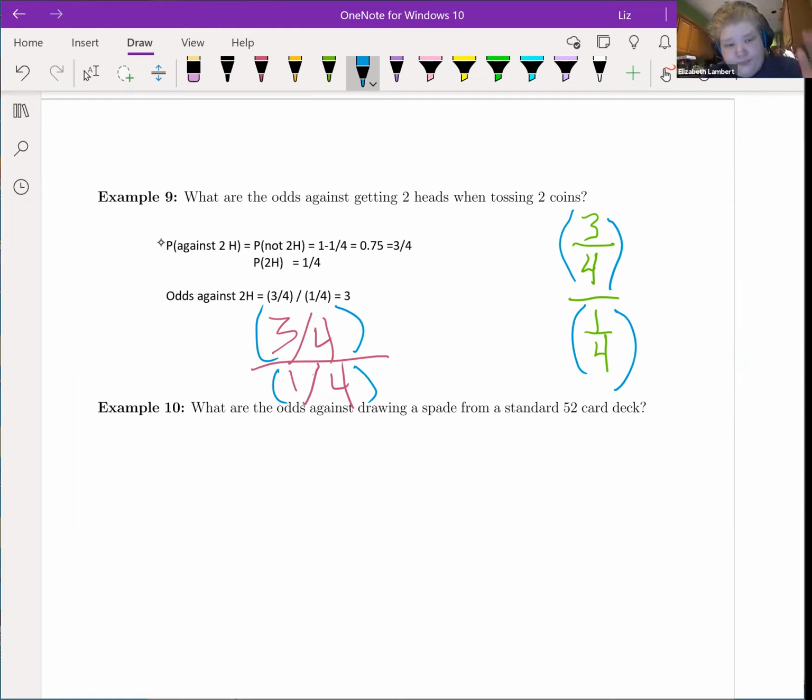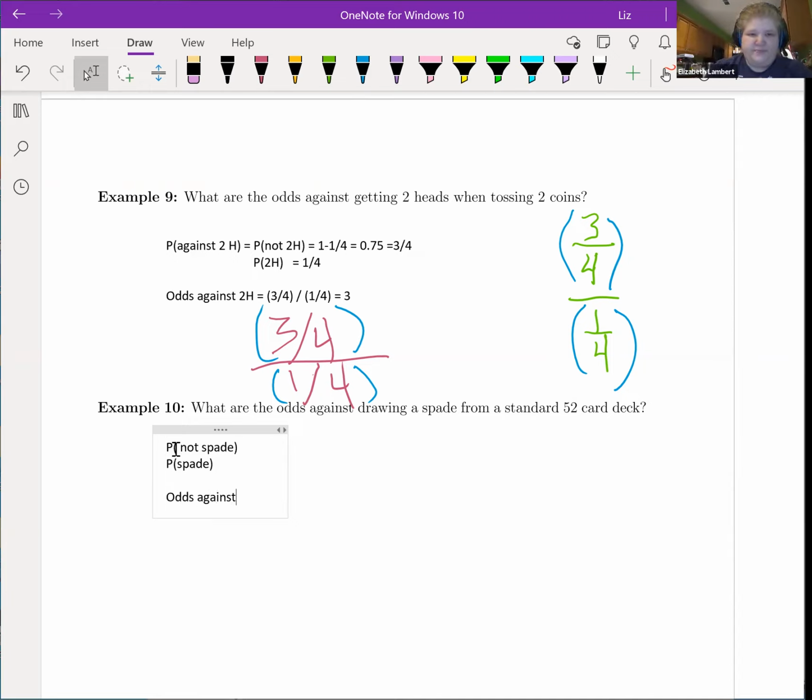All right. Example 10, what are the odds against drawing a spade from a standard 52 card deck? So that means I need the probability of not getting a spade, the probability of getting a spade, and then the odds against are going to be the probability of not spade divided by the probability of yes spade. Now we'll say back up here, we got 3. That was the number crunching answer.